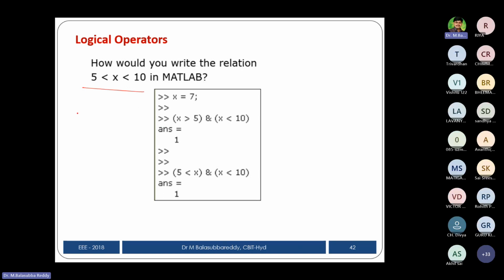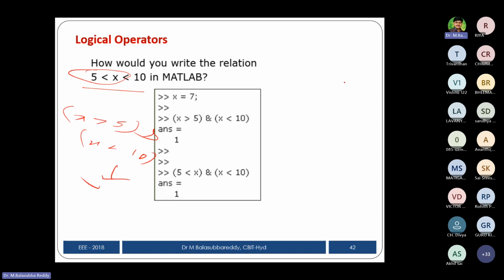So one way we can write to satisfy this: x must be greater than 5, and the and symbol is required, and x less than 10. If these two are satisfied, then it will return true. Otherwise, it will return false.